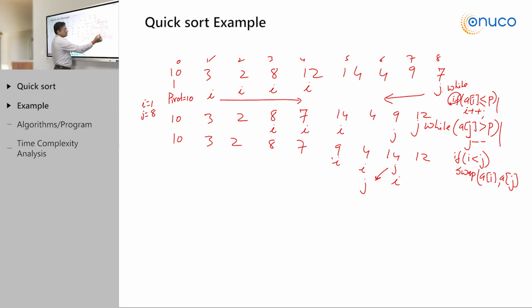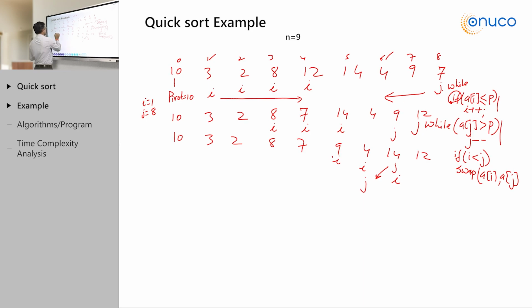But now we can check the condition. What is the value of i position? 7. What is the value of j position? Indexes are 0, 1, 2, 3, 4, 5, 6, 7, 8. This is the array index. So i position is 7, j position is 6. Is 7 less than 6? No. In that case, it will go in the else part.